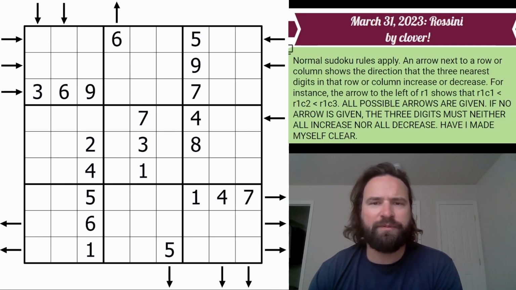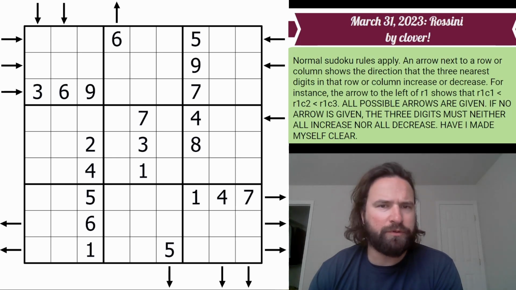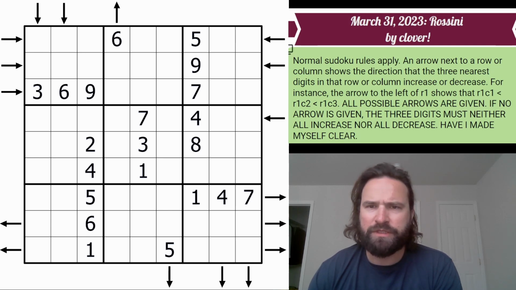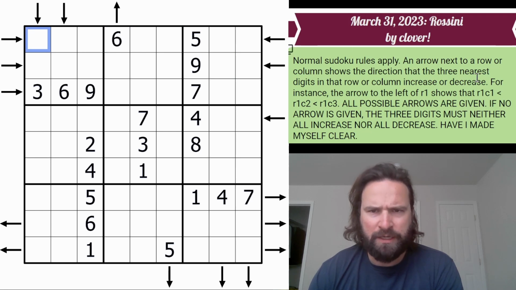All right, got another gas puzzle. Genuinely approachable Sudoku. This one's called Rossini by Clover. So the rules in this puzzle are normal Sudoku rules, so 1 through 9 in every row, column, and box. And then we got this arrow rule.